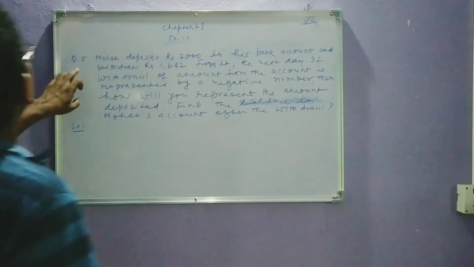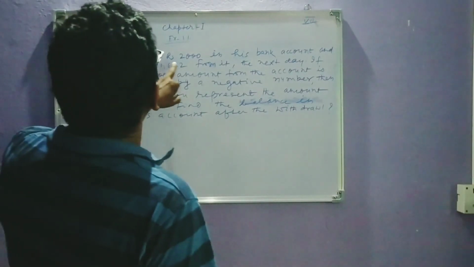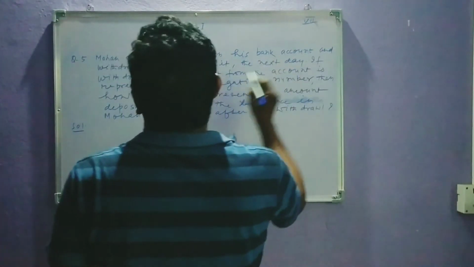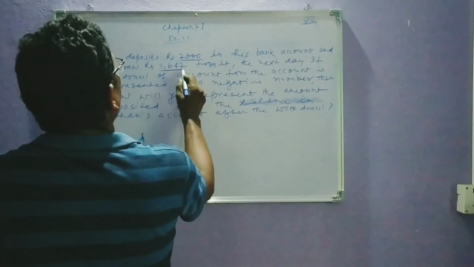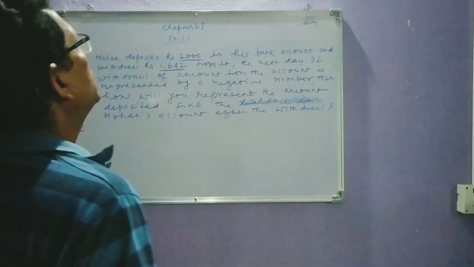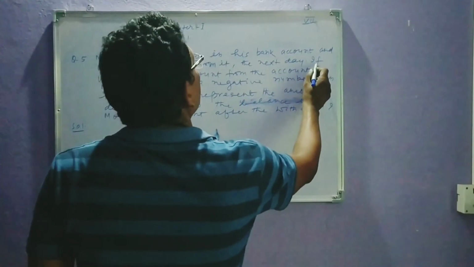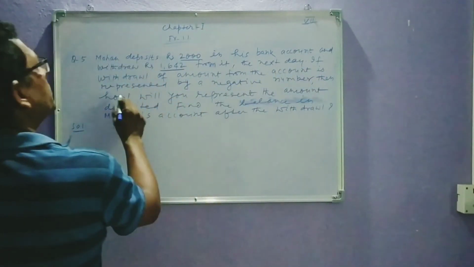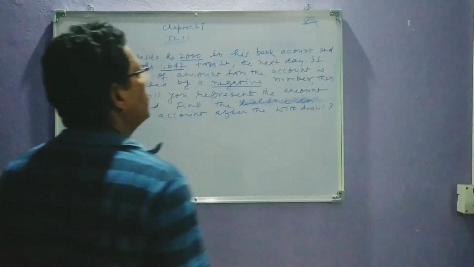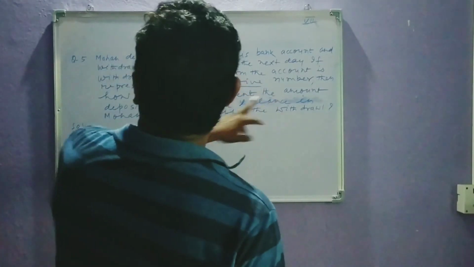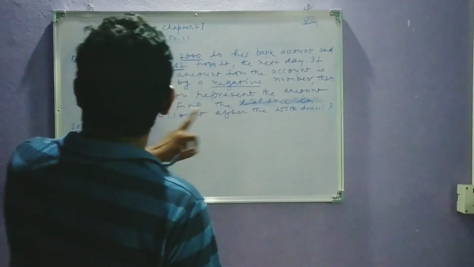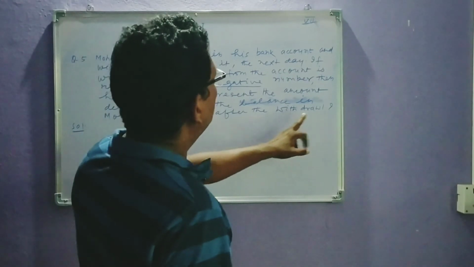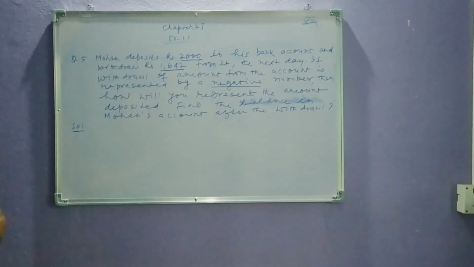Next question, 5. Mohan deposits rupees 2,000 in his bank account and withdraws rupees 1,642 from it. If the withdrawal of an amount from the account is represented by a negative number, then how will you represent the amount deposited? Find the balance in Mohan's account after withdrawal. So what you have to do?